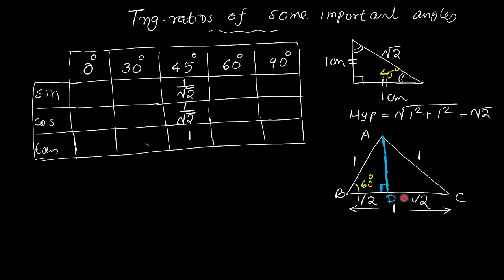This side total length is 1. So half and half. Is that okay? 1 by 2, 1 by 2. All of it clear? You agree with me? Yukta understood.